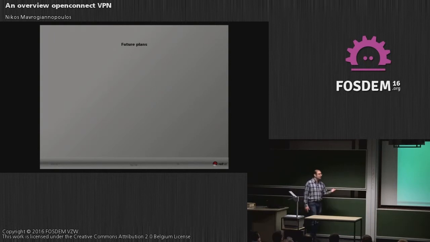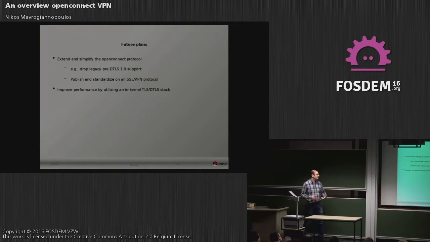And when the story finishes, the question is what happens afterwards. We have some future plans for the server and OpenConnect overall. We would like to extend and simplify the OpenConnect protocol and, if possible, make it independent of Cisco, because they're not very cooperative. We would like to drop the legacy, pre-datagram TLS 1.0 support. We would like to use only the latest existing standards. We would like to publish and standardize the protocol itself, not because it's based on standard protocols, but because the protocol itself, how you connect, how you authenticate, is pretty much custom.